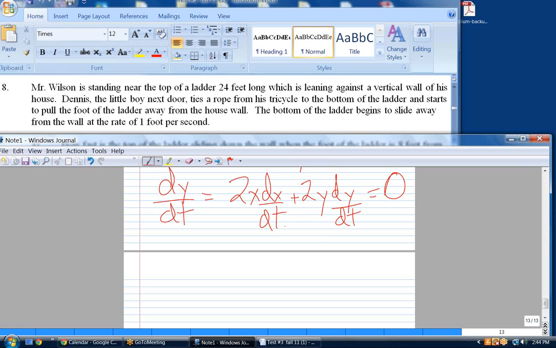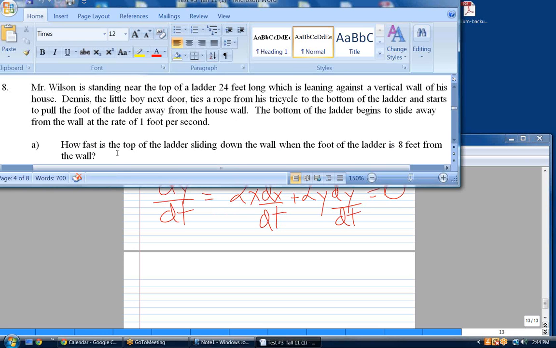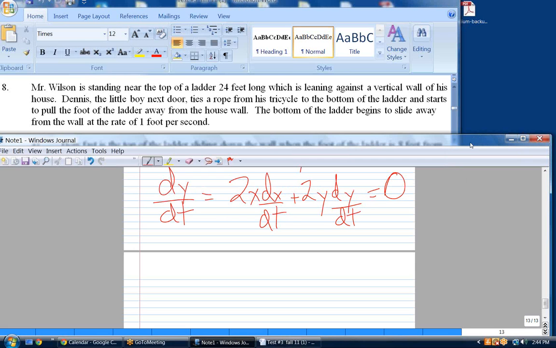One moment here. Let's see what their first question is. How fast is the top of the ladder sliding down the wall when the foot of the ladder is 8 feet from the wall? So they're saying x is equal to 8, and they want us to solve for dy/dt.